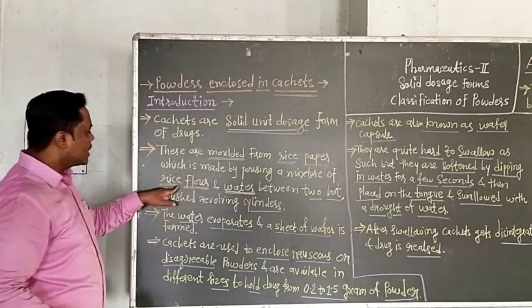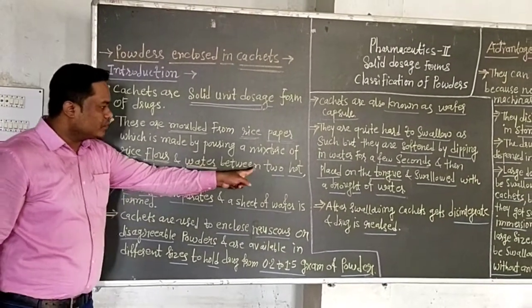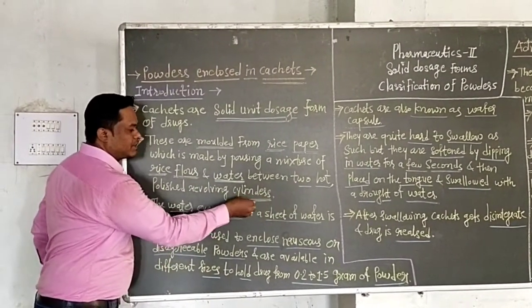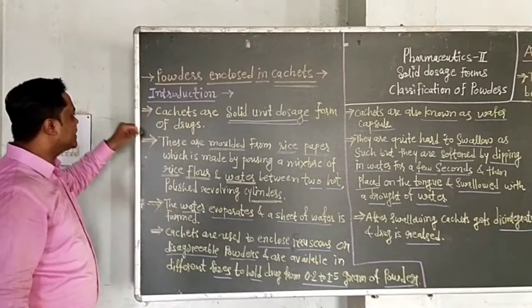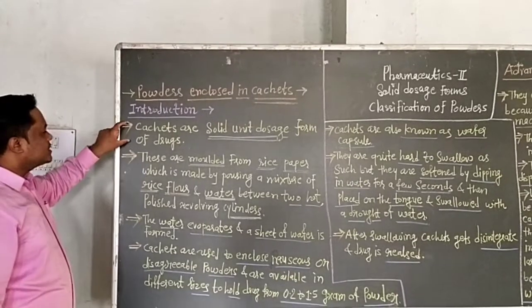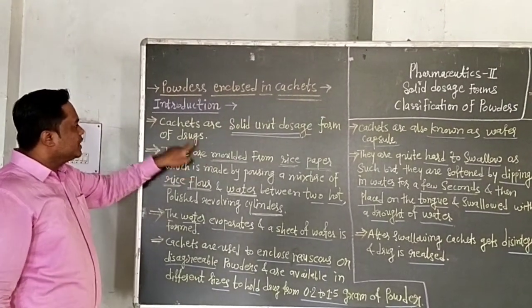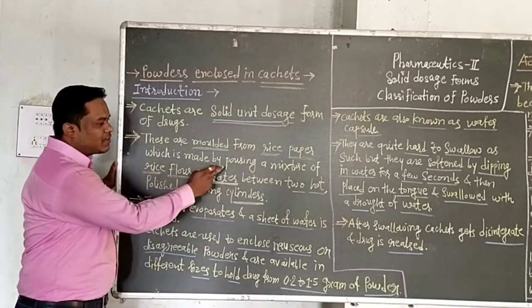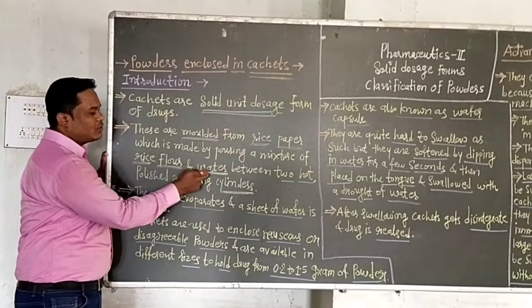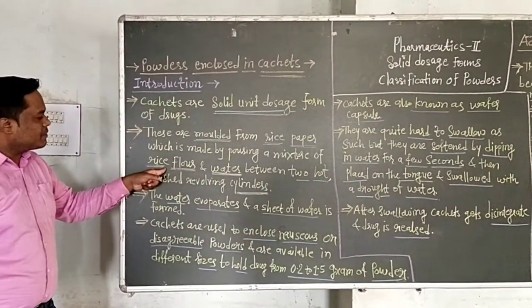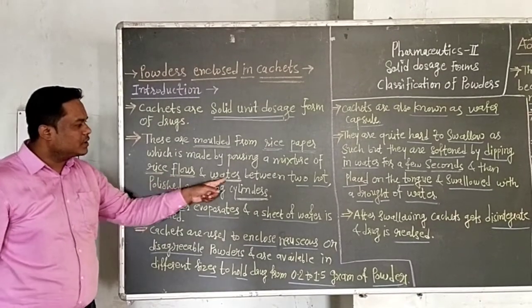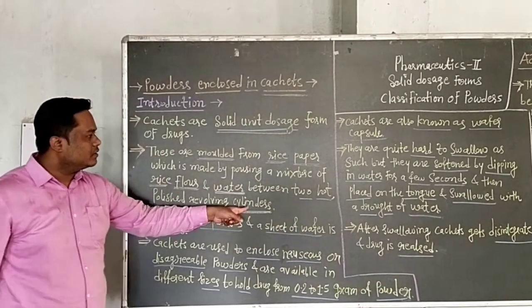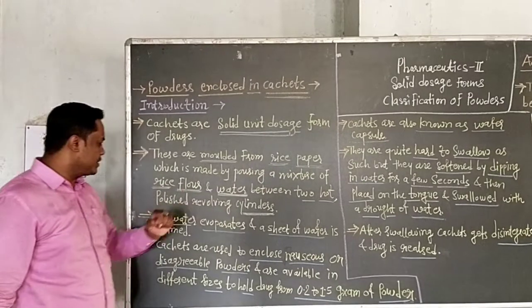The mixture of rice flour and water is poured between two hot polished revolving cylinders. This is the method of preparation of cachets. How are cachets prepared? Cachets are prepared in a mold from rice paper, and the sheet of rice paper is made by pouring a mixture of rice flour and water between two hot polished revolving cylinders. Then the sheet of rice paper is formed.